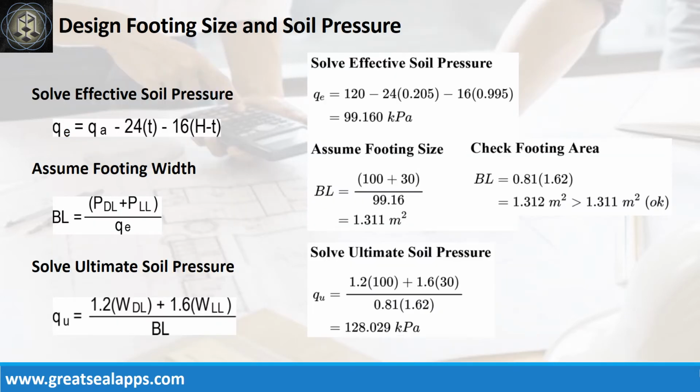Given allowable soil pressure equals 120 kPa, depth from natural grade line equals 1200 mm, and assumed footing depth equals 205 mm, the effective soil pressure is 99.16 kPa. Given axial dead load equals 100 kN and axial live load equals 30 kN, the footing width is 0.81 meter and footing length is 1.62 meters. The ultimate soil pressure is 128.029 kPa.